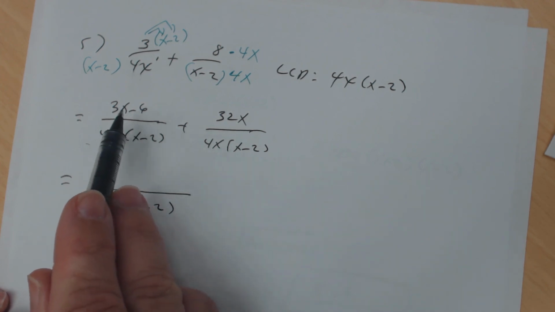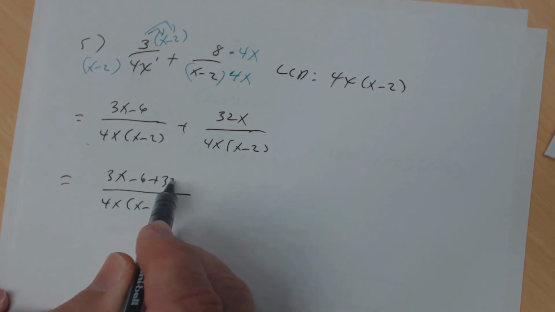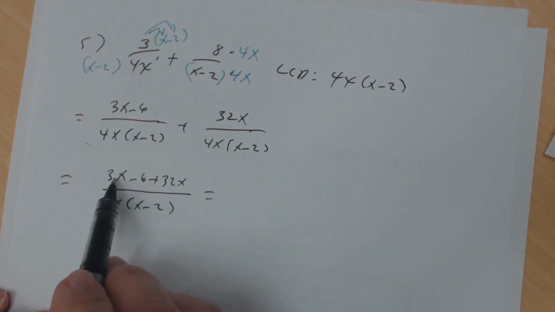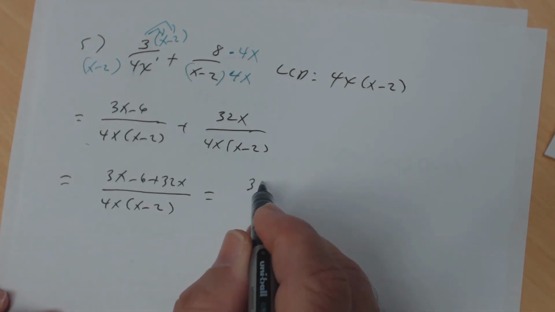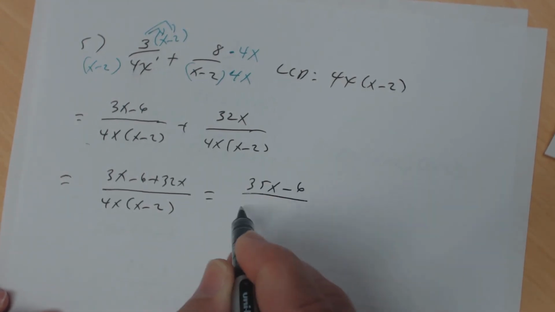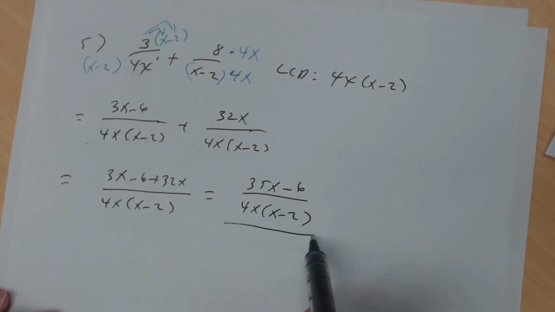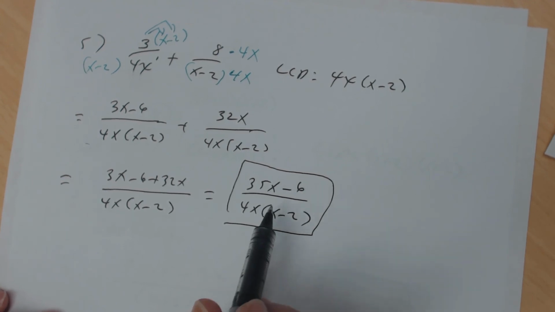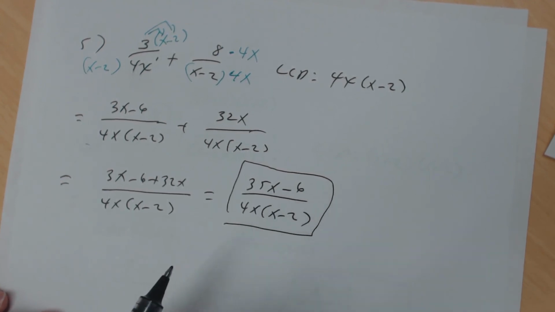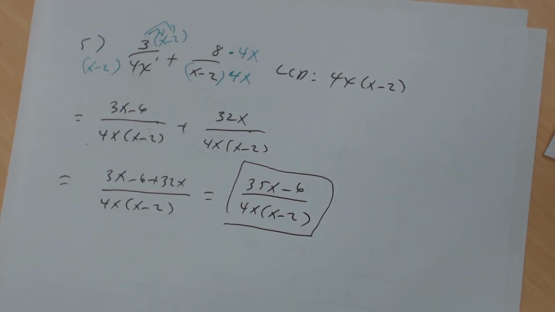Okay? So I get 3x minus 6 plus 32x, which equals, and then combine like terms, 3x plus 32x is 35x minus 6 divided by 4x times x minus 2. And so that's your answer. You cannot factor this, so you're good. This is it. All right, so that's going to be part 1, and then part 2, I'm going to have some more problems like these.